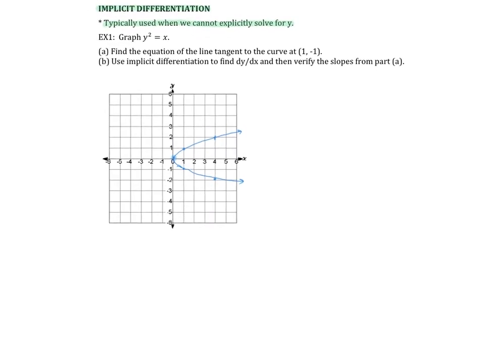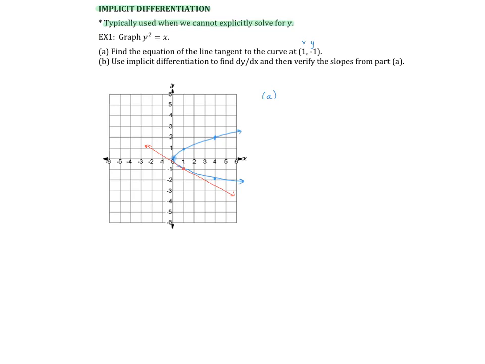Anyway, so when I look at this graph, part A in this question says to find the equation of the line tangent to the curve at 1, -1. So that's my x, that's my y. So at 1, -1, I'm here at the bottom of the parabola. And if I were to draw the tangent line at that point, it would look like this slanted line. It has a negative slope.